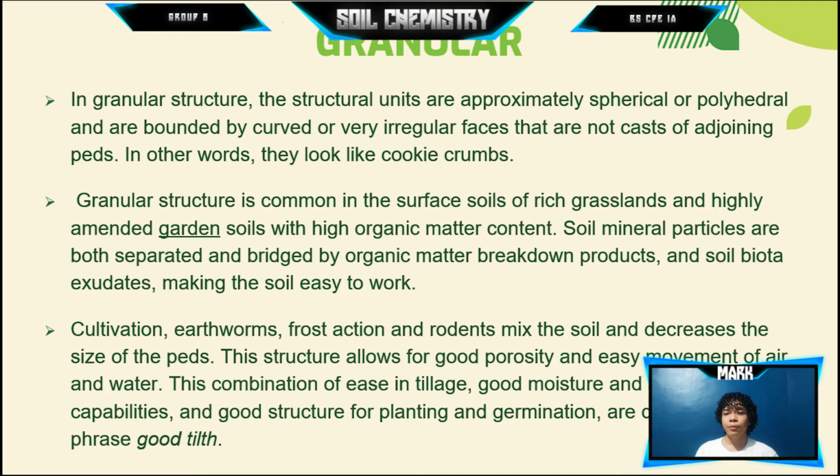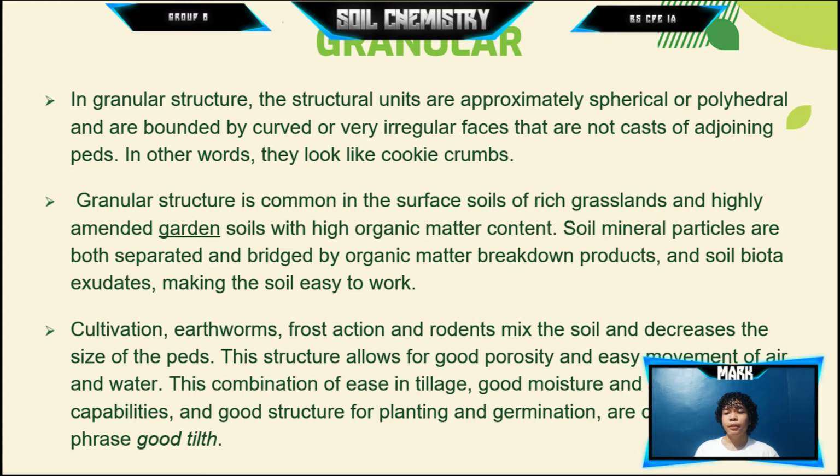Cultivation, earthworms, frost action, and rodents mix the soil and decrease the size of the beds. This structure allows for good porosity and easy movement of air and water. This combination of ease in tillage and good moisture and air handling capabilities and good structure for planting and germination are definitive of the phrase good tilth.